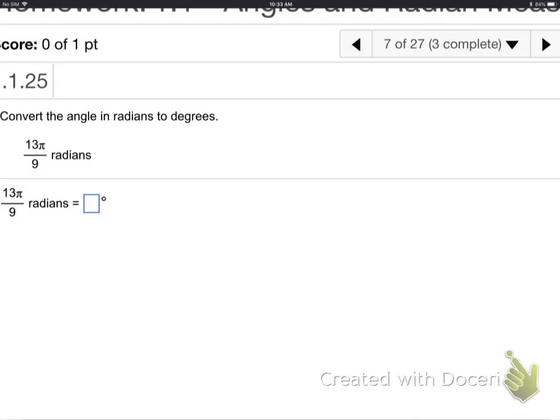All right, so here on number 7, 13 pi over 9. So what do we always do with pi? 180. Just pop in a 180. Pi is 180. Just pop it in. Now, you can just do the rest. You can just hit the buttons on your calculator. Some of your calculators will just handle that right away.